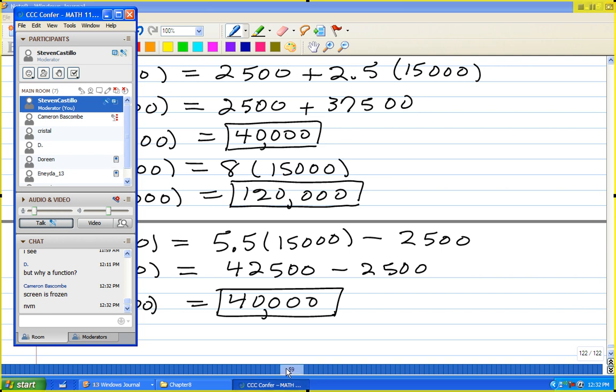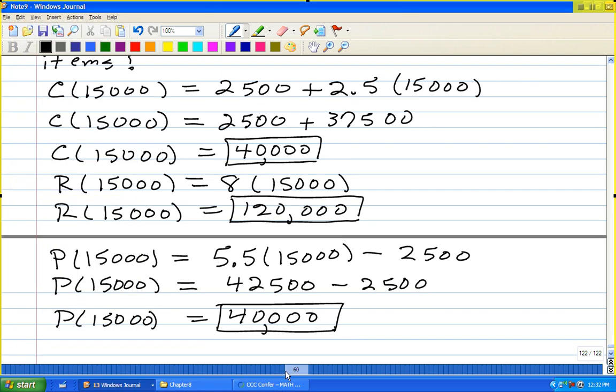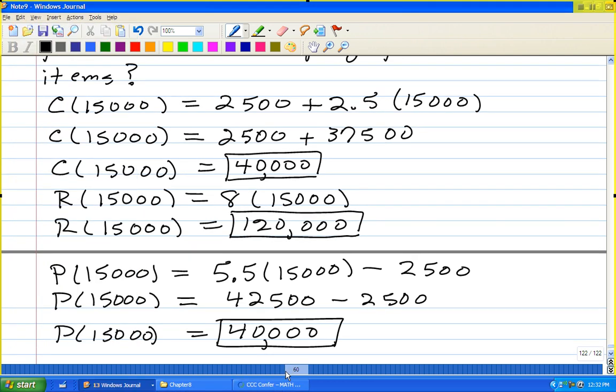Screen is frozen. Oh, okay, so it unfroze for you, I guess. Sorry about that. Okay, so I'll leave it up here for a second then to be sure that you have all this.